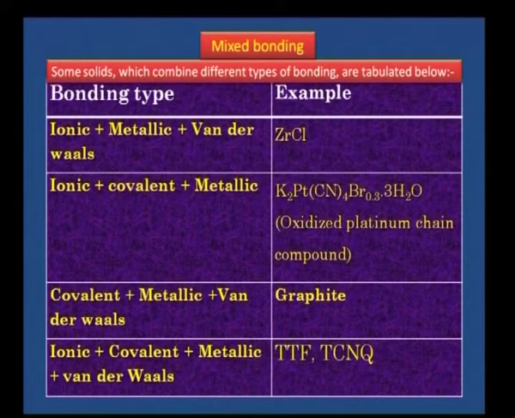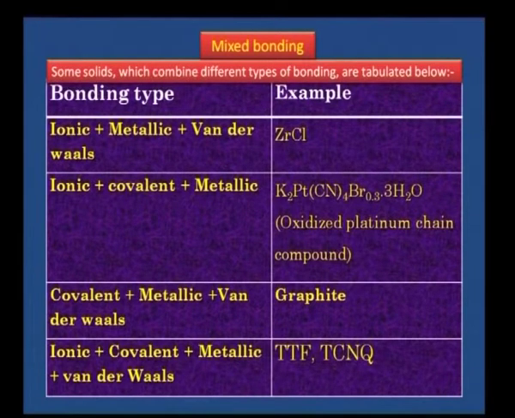Between the top and bottom, the bonding is weak van der Waals bonding, which leads to the sliding of the layers one over the other. That is the reason why graphite is used as a lubricant. The van der Waals bonding is present between the planes. You have got covalent and metallic bonding in the plane. So, graphite is an example where three bondings are present.